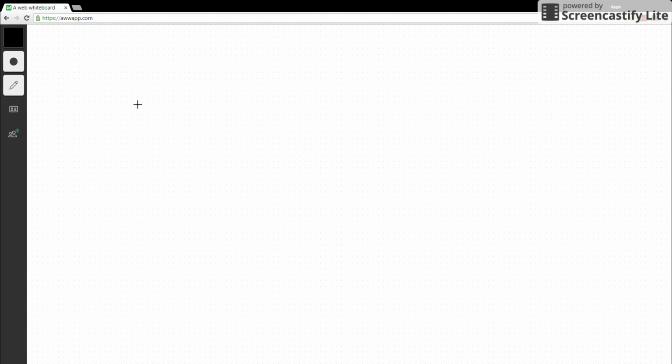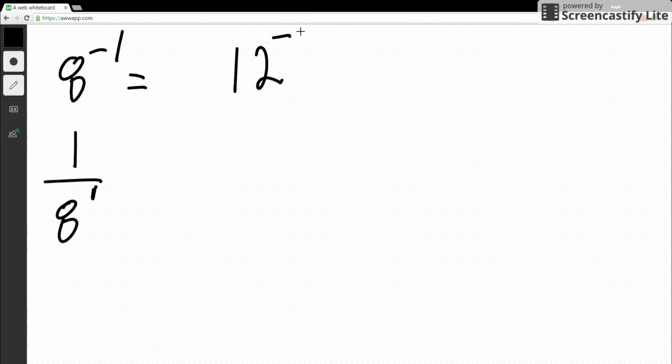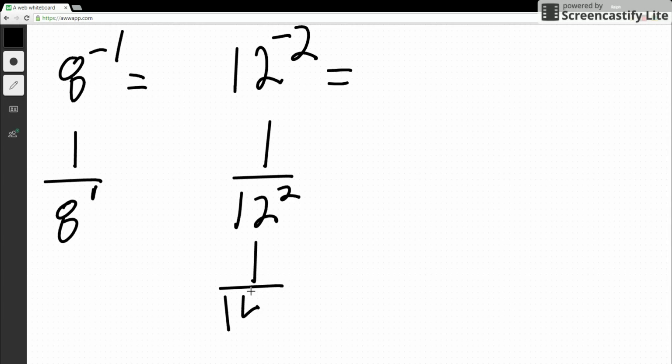Looking at the next problem, it says rewrite the expression without negative exponents. So I have 8 to the negative 1. That equals 1 over 8 to the 1. I have 12 to the negative 2, and that equals 1 over 12 squared. I can simplify that a little bit more to 1 over 144.